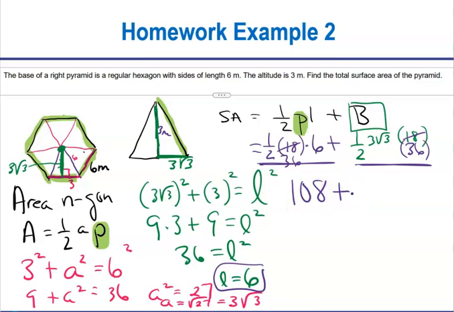Plus, okay, let's try this again. Now, 1/2 of 36 is 18. I still have to multiply 18 times 3 square root of 3. So 18 times 3 is 54. And then that square root of 3 just tacks along.